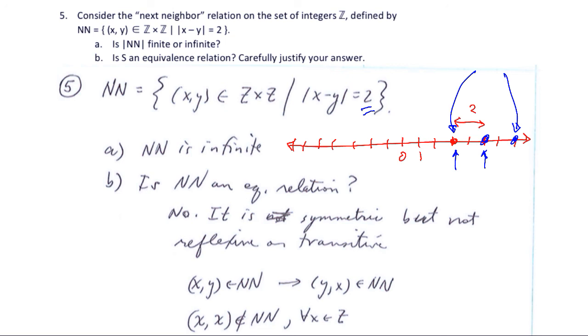And clearly, neither does reflexive, because no element is related to itself in this relation. No element is a distance 2 from its own self. Okay, so it's not an equivalence relation.